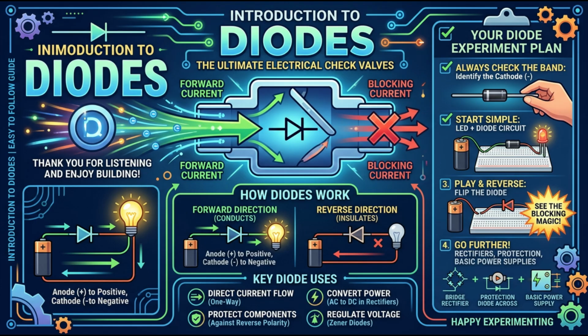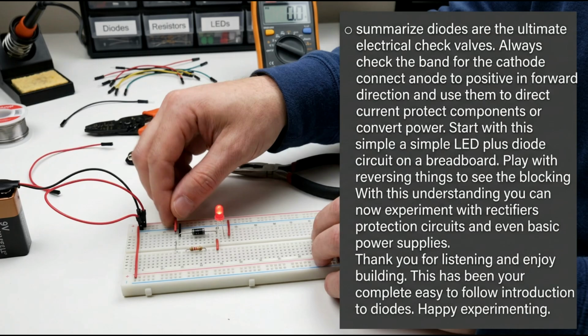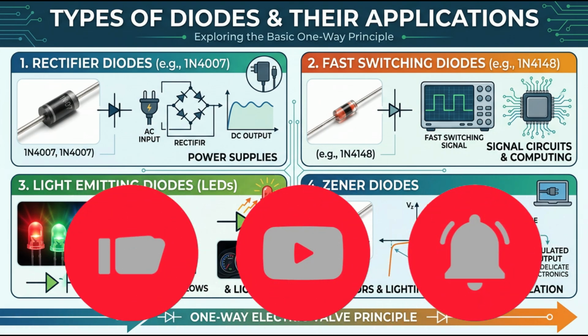To summarize, diodes are the ultimate electrical check valves. Always check the band for the cathode. Connect anode to positive in forward direction. And use them to direct current, protect components or convert power. Start with this simple LED plus diode circuit on a breadboard. Play with reversing things to see the blocking magic. With this understanding, you can now experiment with rectifiers, protection circuits, and even basic power supplies.